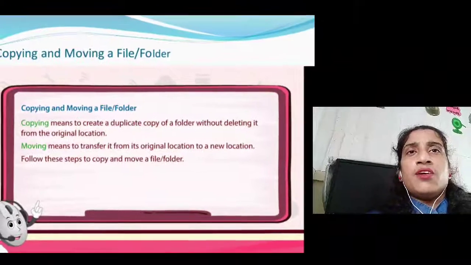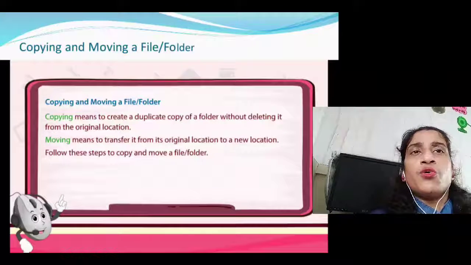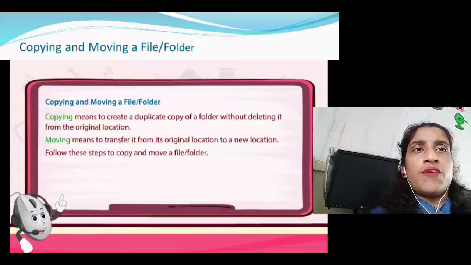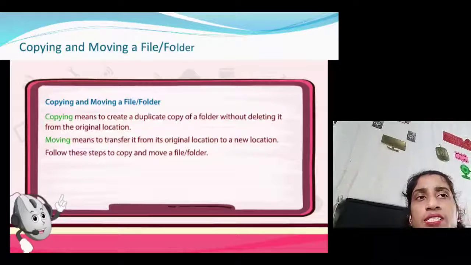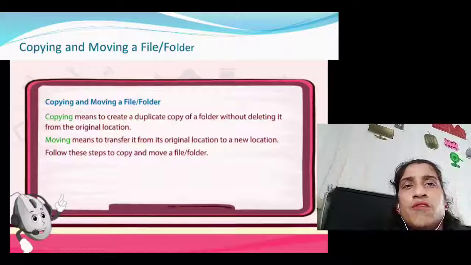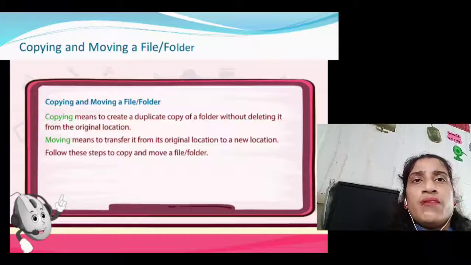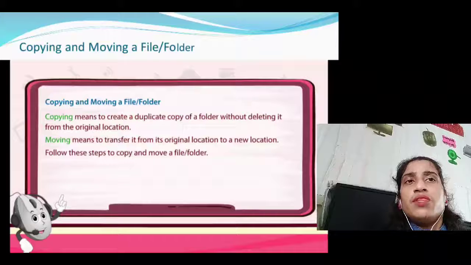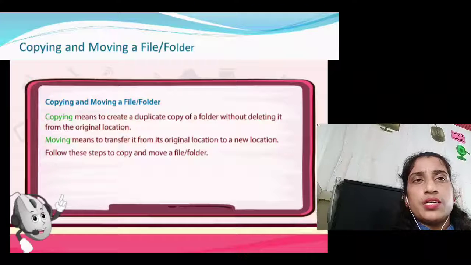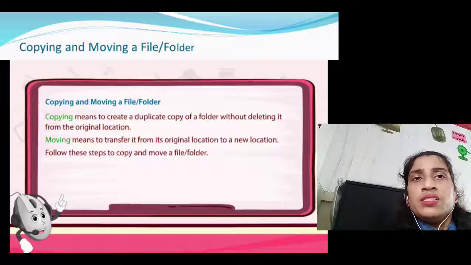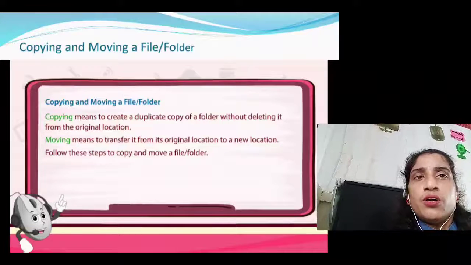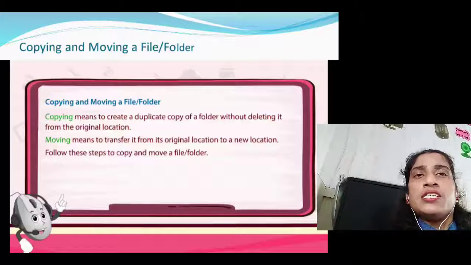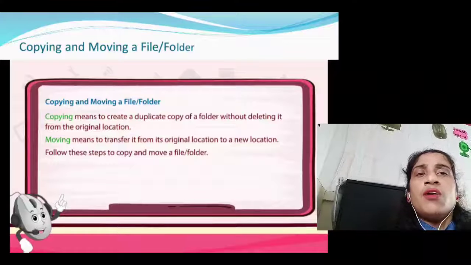After renaming a file or folder, if you want to copy or move a file or folder into another folder, what steps will we follow? First of all, what is copying and what is moving? Copying means to create a duplicate copy of a file or folder without deleting it from the original location. And moving means to transfer it from its original location to a new location. Got it? So follow these steps to copy and move a file or folder.